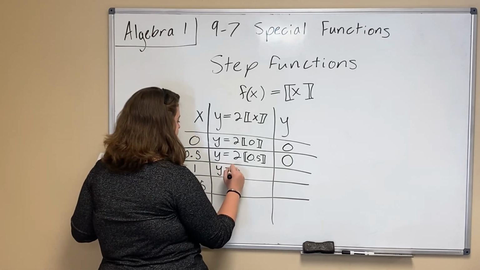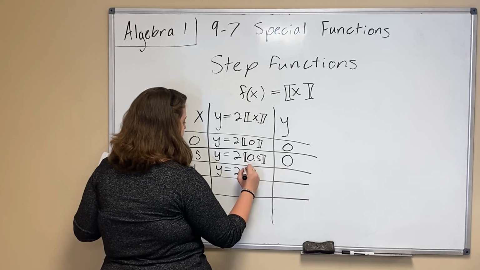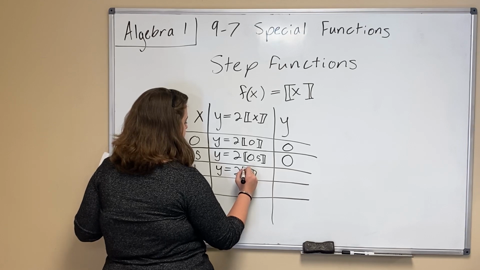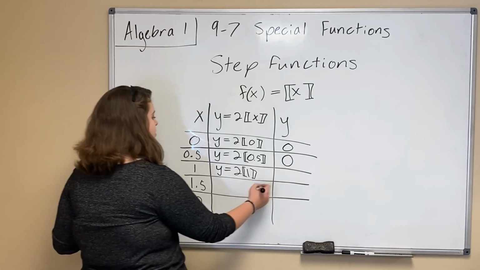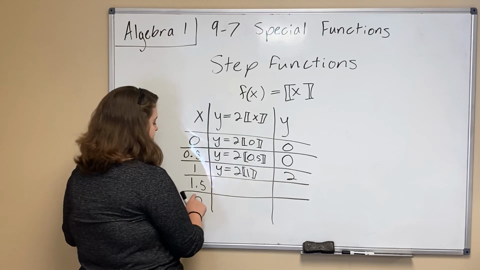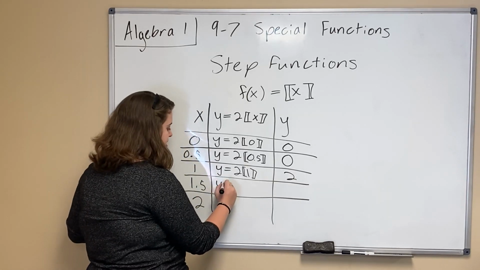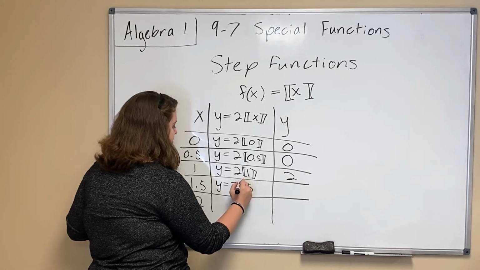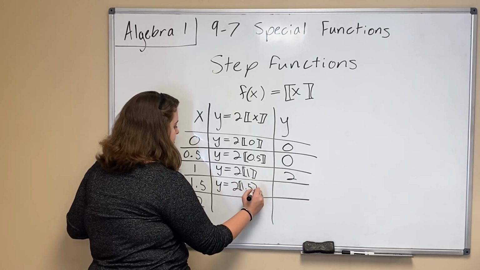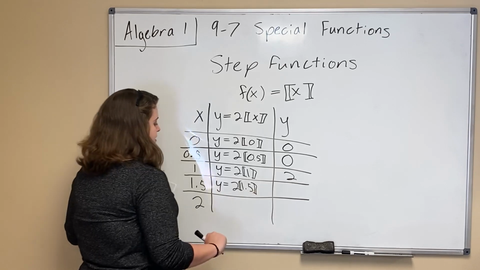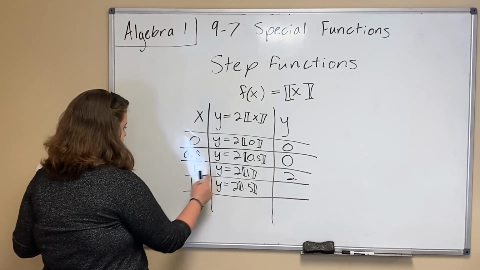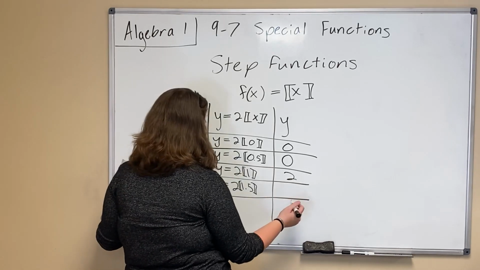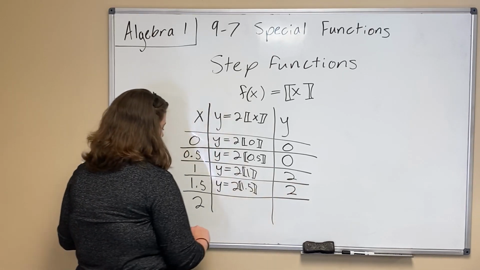When I plug in y equals 2 times the step value of 1, I'm going to get 2 times 1, which is 2. But if I try to plug in 1.5 into my step equation, it's going to be the same as if I plugged the 1 in. I'm not going to acknowledge the decimal place. I'm still going to do 2.